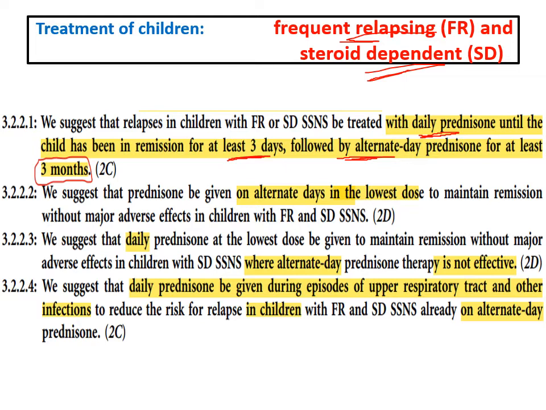هكونتينيو هنا بقى في الفريكوينت ريلابسر والستيرويد ديبندنت فتره اطول شويه، هكمل هديله ديلي ستيرويدز في البدايه لغايه لما يدخل في كومبليت ريميشن، على الاقل 3 ايام، بعد كده هنعمل شيفت to alternate day steroids for at least 3 months. السجشن برضو ان احنا يفضل ان طبعا alternate day steroids to be kept at very lowest possible dose to avoid the side effects of steroids.